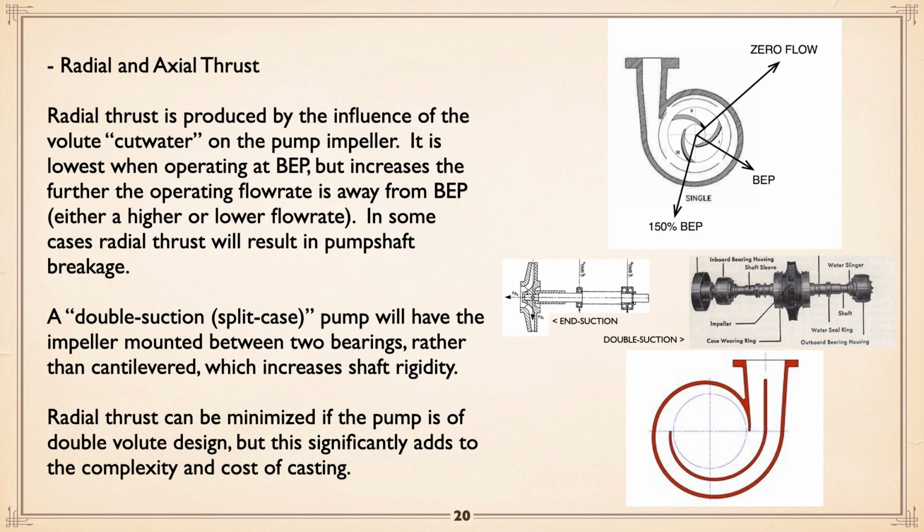Now, radial thrust in a pump can be minimized by adding a second cutwater wall, as you can see here, which is at 180 degrees from the basic casing cutwater. That's fine, but those are tricky to cast and therefore expensive.